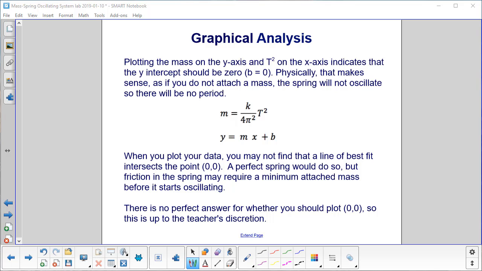Plotting the mass on the y-axis and T squared on the x-axis indicates that the y-intercept should be 0, right? b equals 0 from the slope-intercept equation. Physically, that also makes sense, for if you don't attach a mass, the spring will not oscillate, so there will be no period. So b matches that term there, which is 0. When you plot your data, though, you may not find that a line of best fit intersects the point 0, 0. A perfect spring would certainly do so, but friction in the spring may require a minimum attached mass before it starts oscillating. There's no perfect answer for whether you should plot 0, 0, so this is really up to the teacher's discretion. Just make it clear ahead of time what you'd like the students to do.